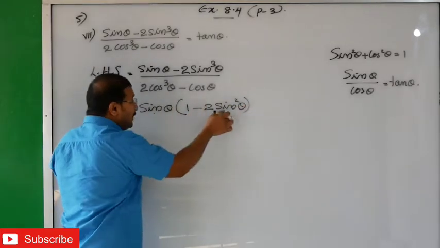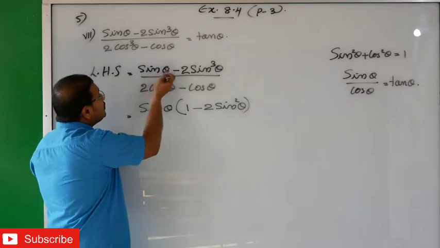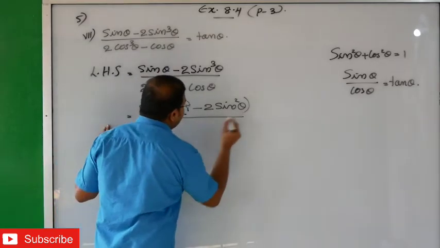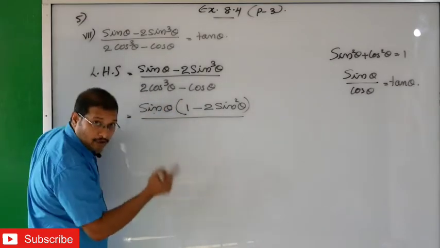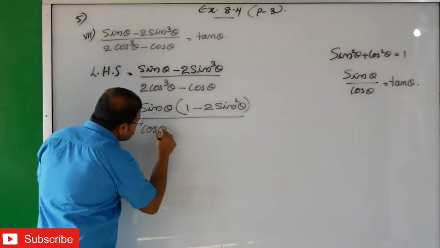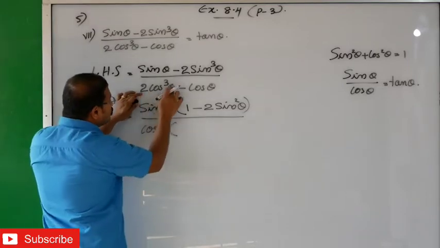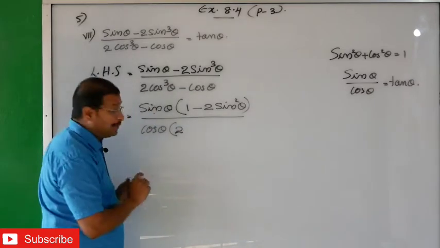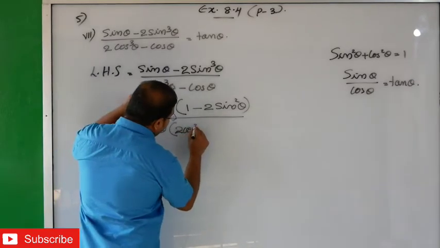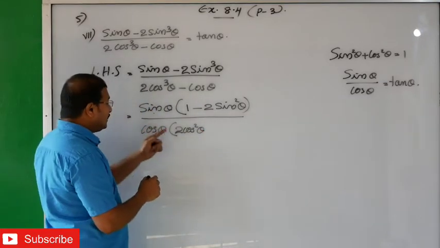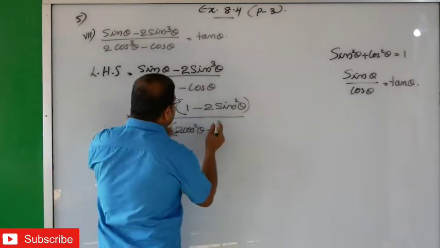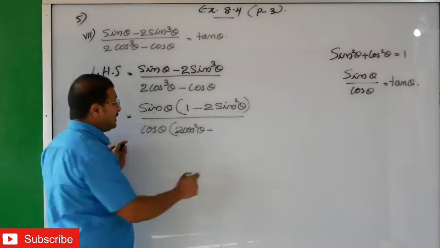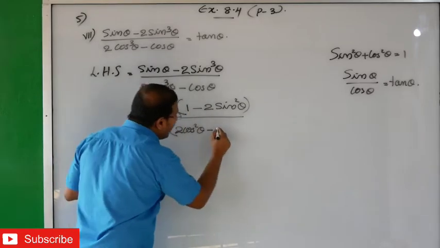Because there was 3, but we took 1 outside. Here, taking sin fully out, 1 into sin is sin. That means the balance is 1 divided by. In the denominator, we are going to take cos outside. We know that 2 cos cube theta, cube means 3, we are taking 1 outside. Then the balance will be 2 cos square theta, because 3 was there, 1 we took outside. Minus, entire cos we are taking outside. Cos into 1 is cos. That means if you take cos from cos, the balance is 1.